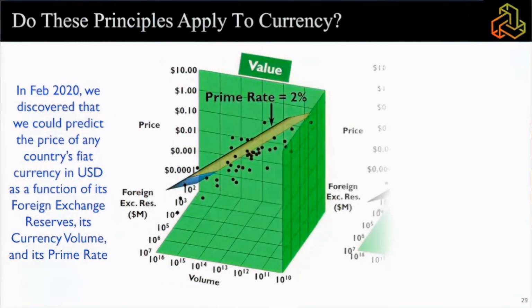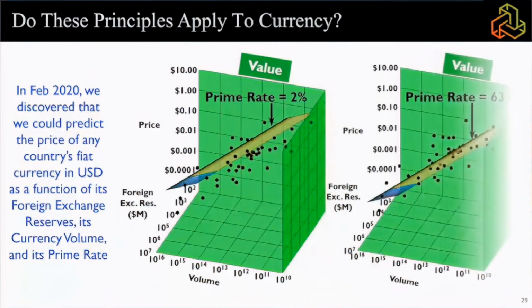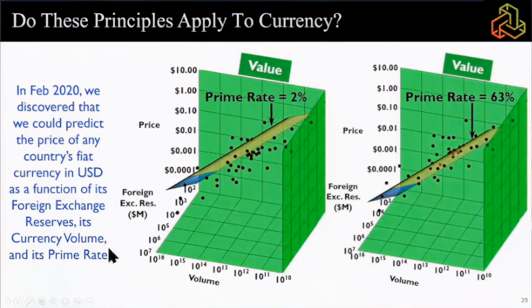These are the same sets of dots, and we're varying one variable here. We're varying prime rate in both of these cases. So what we're looking at again, ladies and gentlemen, is we've got foreign exchange reserves here. So each one of these dots represents the foreign exchange reserves of these fiat currencies. And here's the volume that they have of the currency. And then this surface here represents what the value of the currency would be if the prime rate were 2%. And in fact, back then in the United States in February 2020, this was pretty close to our prime rate. So you get a surface that's up here.